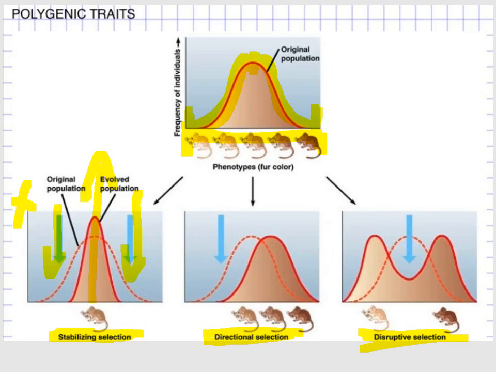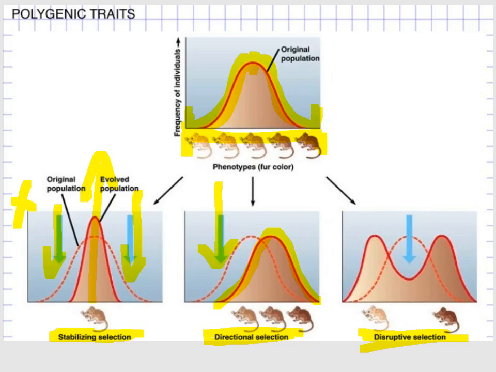Directional selection is a little bit different because instead of selecting against both extremes, we only select against one extreme. In this particular example, we're selecting against the lighter colored mice. So over time, what happens is we begin to see more and more darker colored mice. So our bell-shaped curve is now moving in the other direction. That's why it's called directional selection.